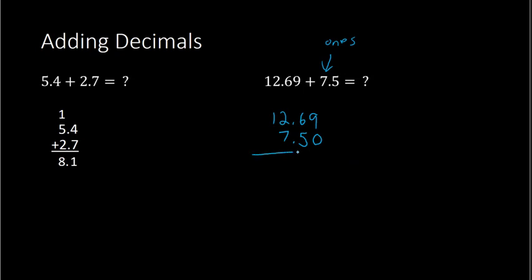Now when I add, I'm going to add from right to left. So we do 9 plus 0 to get 9. 6 plus 5 is 11, so we take the 1 and carry the other 1. Now we have 1 plus 2 plus 7, which is 10. So we take the 0 from 10 and carry the 1. Now we have 1 plus 1, which is 2. And the decimal point stays in line with where it was, which would put it right here. So my solution is going to be 20.19.